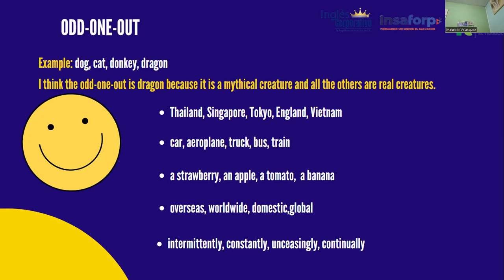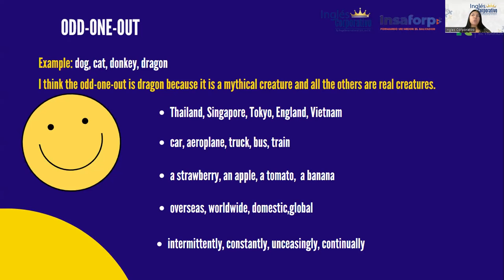Yes. England, maybe, because England is part of Europe, and the other ones are from Asia. Perfect. And that is correct. England as well, okay? Because England is part of Europe and the other ones are from Asia. Very good. Then we also have car, airplane, truck, bus, and train.